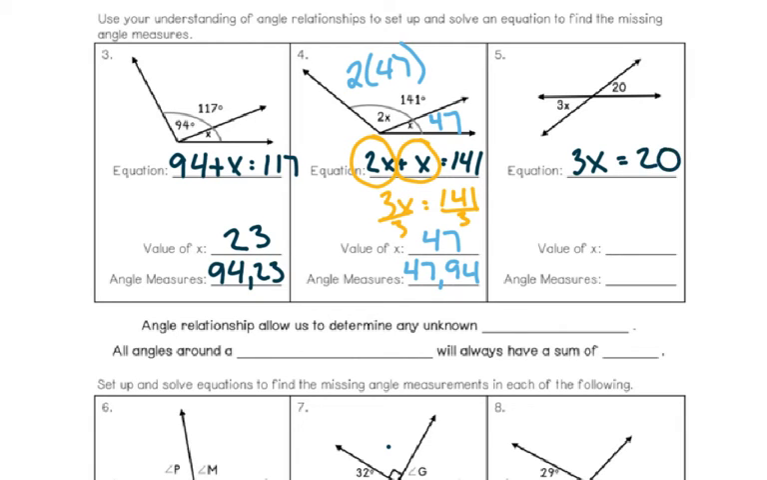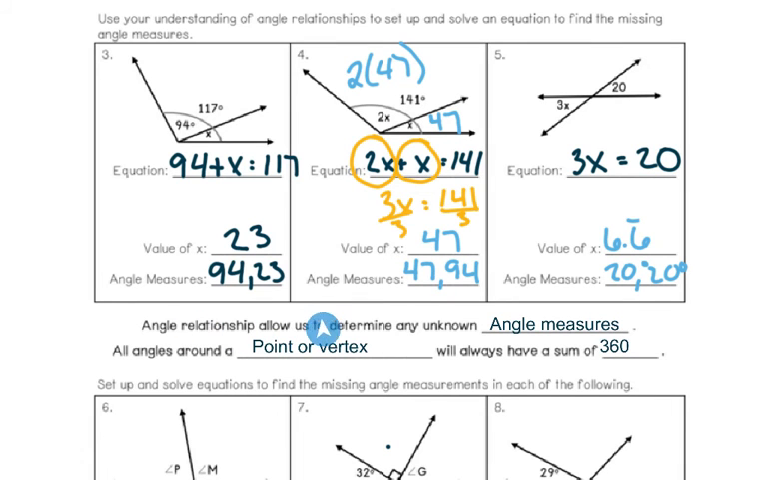3x equals 20. Now I can solve for x to find the value of x. When I divide by 3, I get 6.6 repeating. But again, this isn't telling me that this angle is 6.6 repeating because this angle is 3 times x. So now I've got to multiply 3 times 6.6 repeating. I also know that these angles are congruent, which means they're going to be the same. So once I do 3 times 6.6 repeating, I should get 20, and I do. So I know that these angle measures are 20 degrees and 20 degrees.